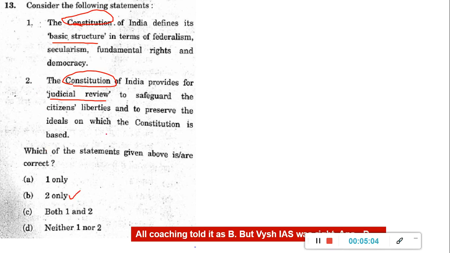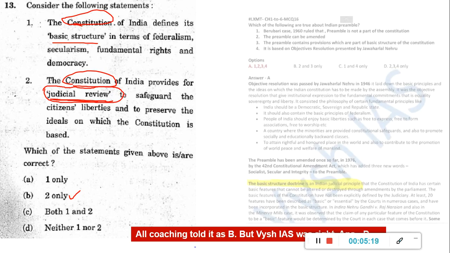That is what every coaching institute told. But at that time itself, we had told that it is debatable. That cannot be possible, because when they give something in single quotes, they are expecting that this term is mentioned in the constitution, or explained in the constitution, or at least referred to. But in our constitution, it is not there.